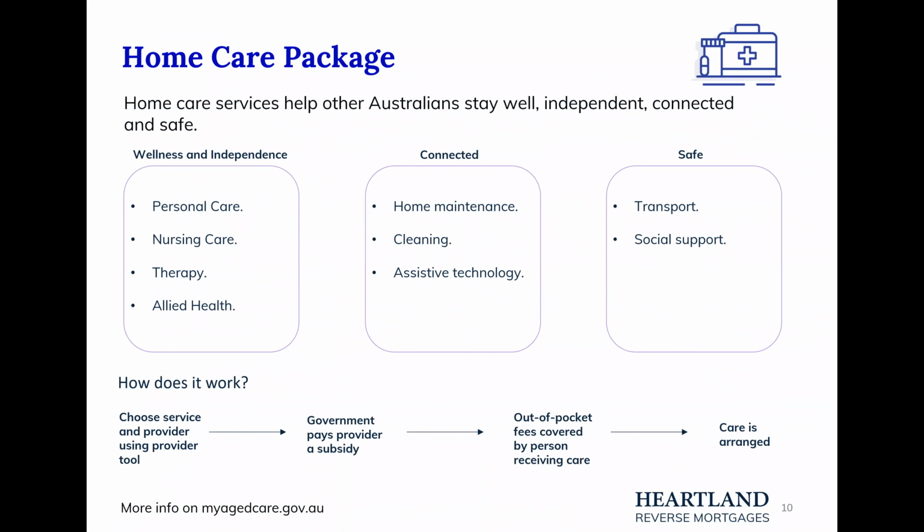So the home care package. Home care services help older Australians stay well, independent, connected and safe. And the services that they provide come under this bunch here. So we have personal care, which is just for like bathing, showering, clothing, nursing care, therapy, and allied health. Allied health are those health professionals that are not part of the medical, dental, or nursing professions.